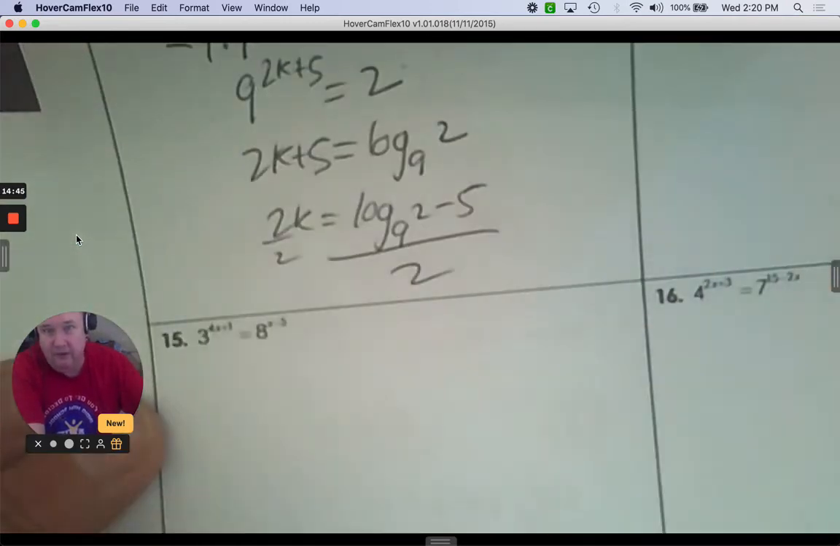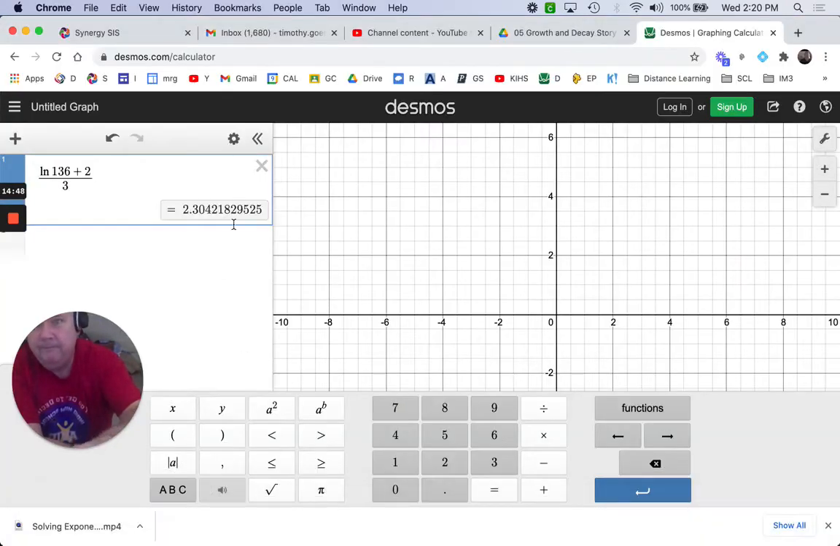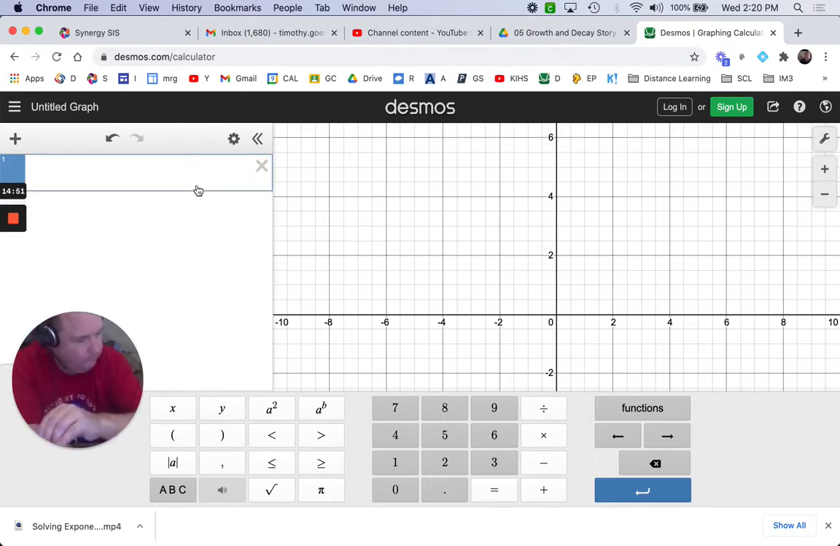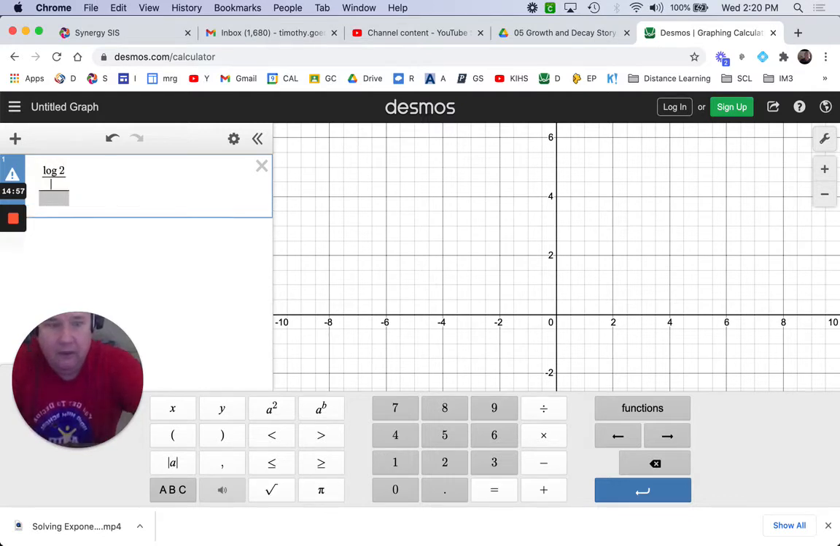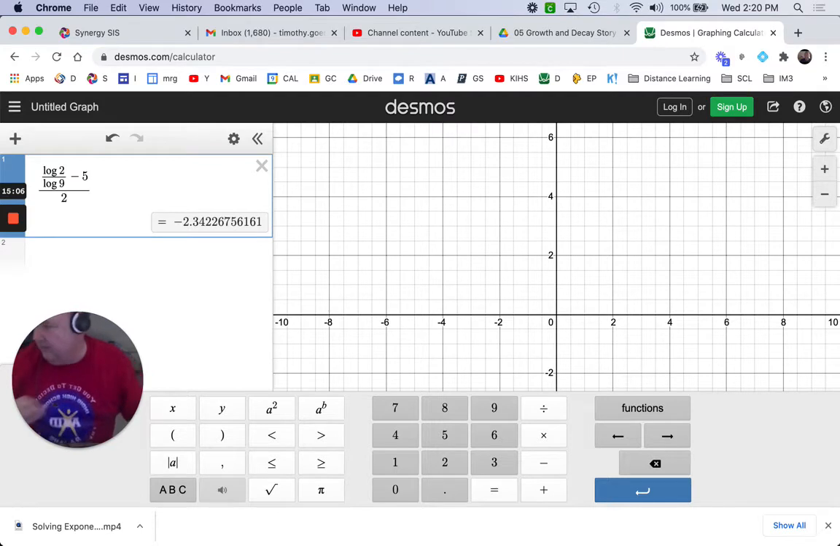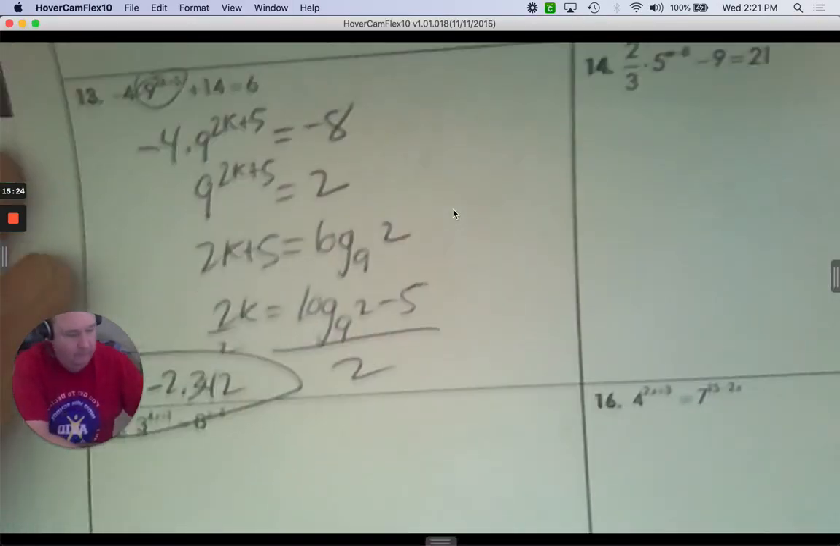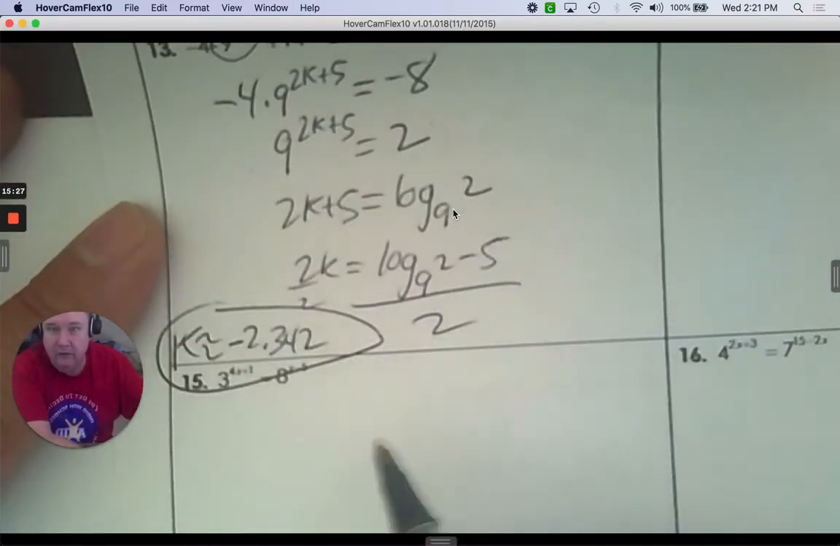So that's what you're going to put in your calculator. Start with the divide sign. In the numerator, you're going to go log 2 divided by log 9, and then move the cursor, subtract 5, and then in the denominator 2. So that's negative, and it's okay, the answer is negative. Negative 2.342. And there's your answer for k.